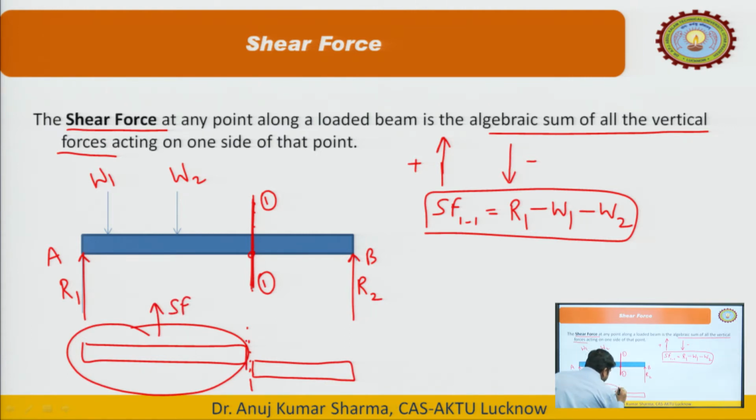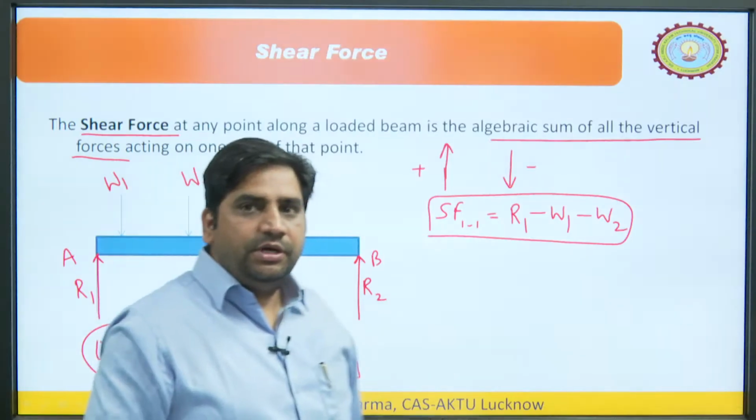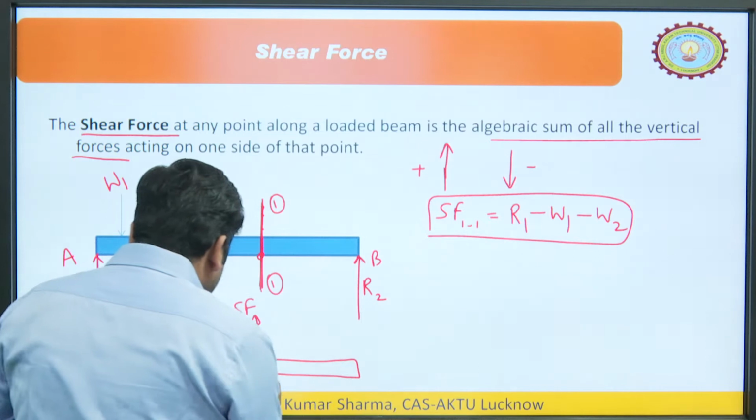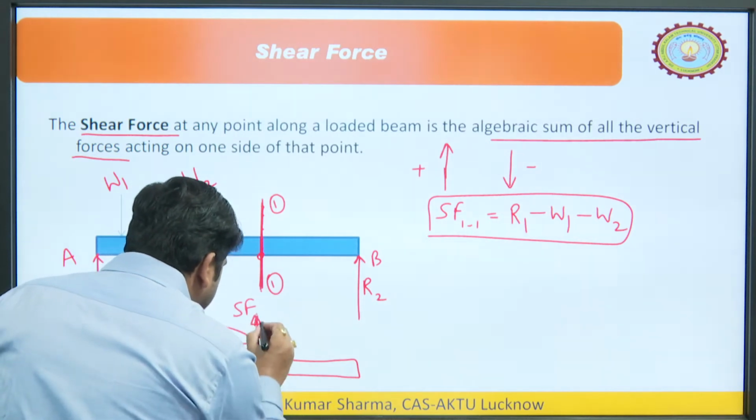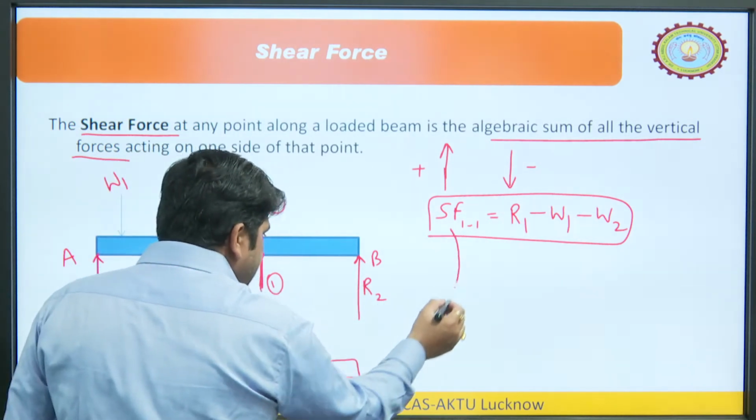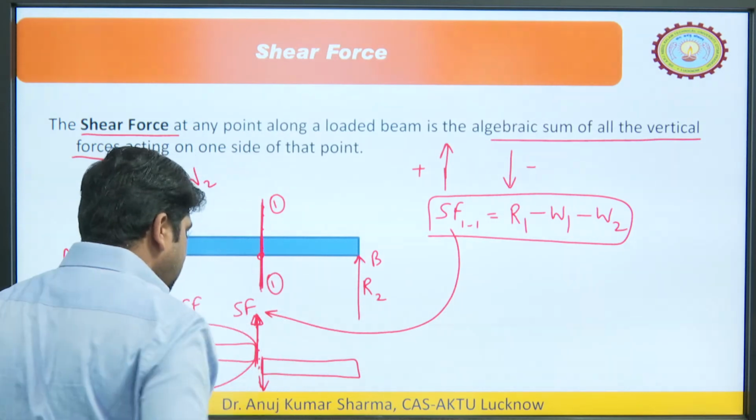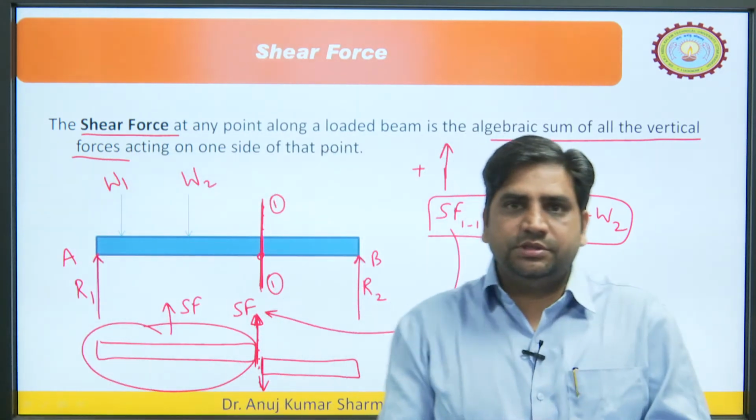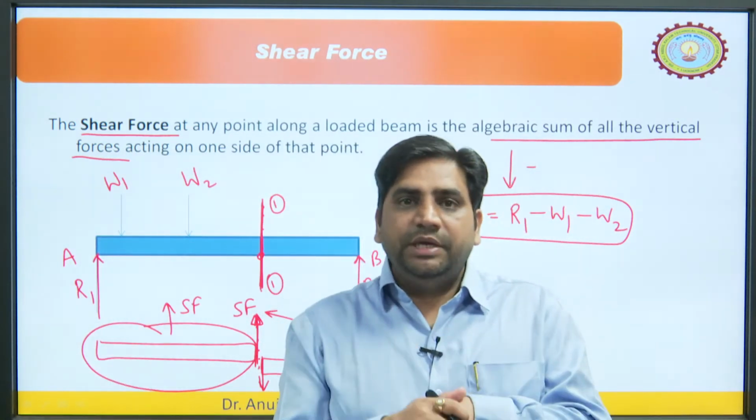That shear force at this point will be acting as much as we have calculated, and the same shear force on the right side will try to move this beam downward. If you see here, this is the force at this point, what we have calculated. So, this is the shear force. The shear force will try to resist the shearing of the beam.